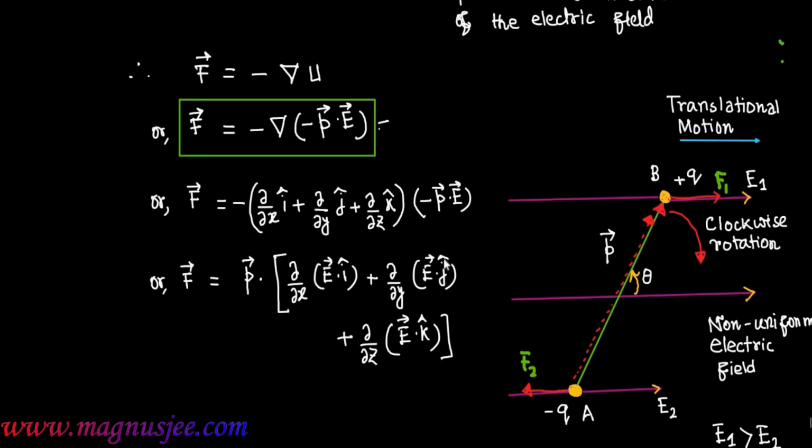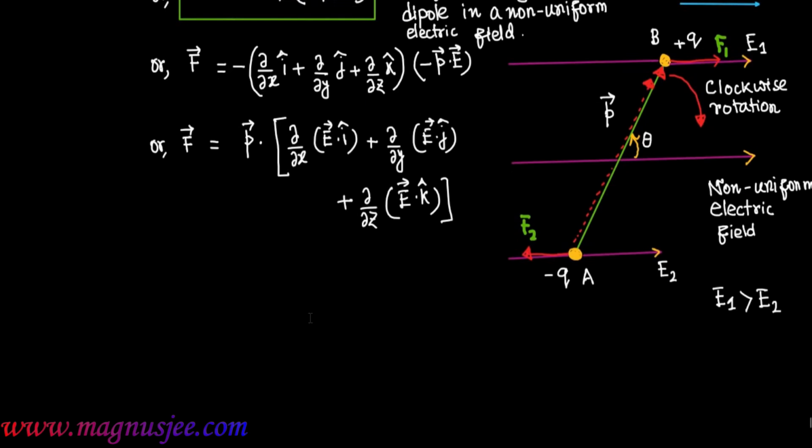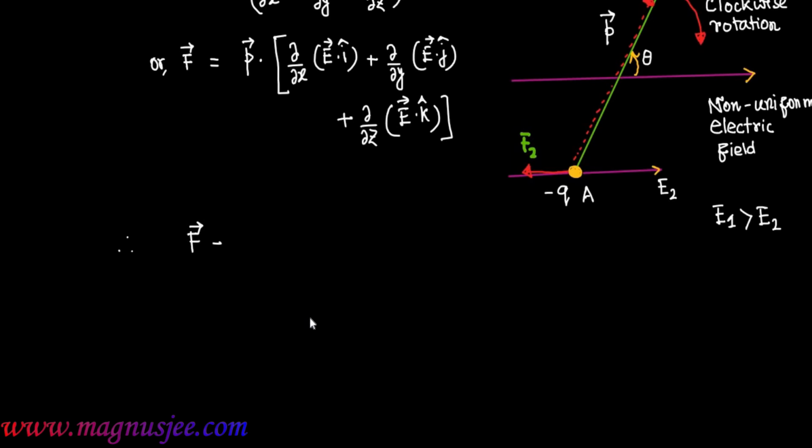Where vector P is the dipole moment vector, which is constant, and we get the expression of force. So this is the expression of electrostatic force acting on the electric dipole AB. So vector F equals minus del of (minus vector P dot E), which is the net force acting on the dipole in a non-uniform electric field. Therefore vector F equals minus del U, where U is the potential energy of the dipole.